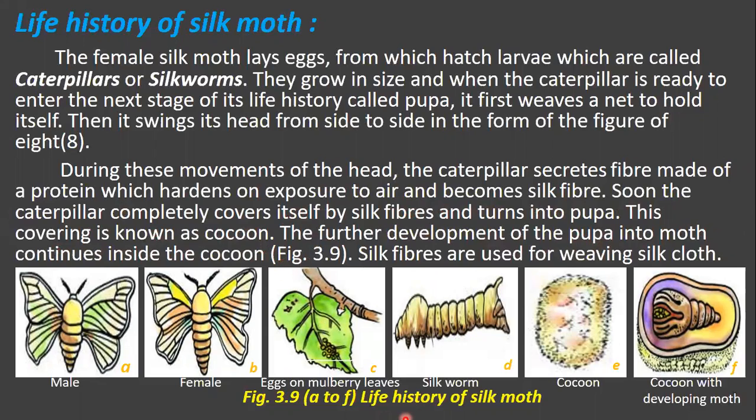See the figure here, children, it is a cocoon, and silk fibers are used for weaving silk cloth. Here first are the male and female, eggs on mulberry leaves. Here it is a silkworm cocoon, and next is a cocoon with a developing moth.